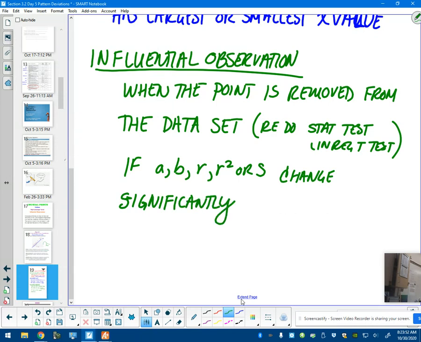can't talk and print at the same time. What's a significant change? That's kind of up for your opinion. Then the point is influential.